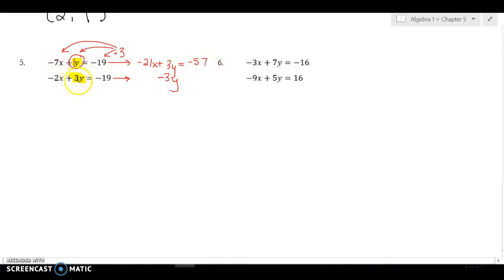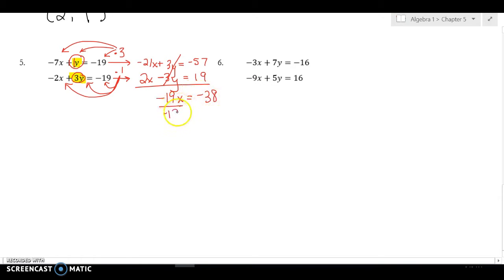And then this one, to get from a positive 3 to a negative 3, I times by negative 1. So everything has to be times by negative 1. So that gives me a positive 2x, a negative 3, and a positive 19. So now my y's are the same, so I can cross them off. And then my x's are the same also. A negative, oh no, it's not. That's not a 21. That's just a 2. And so negative 21 plus 2 is a negative 19x. And then 57 and 19 gives you a negative 38.